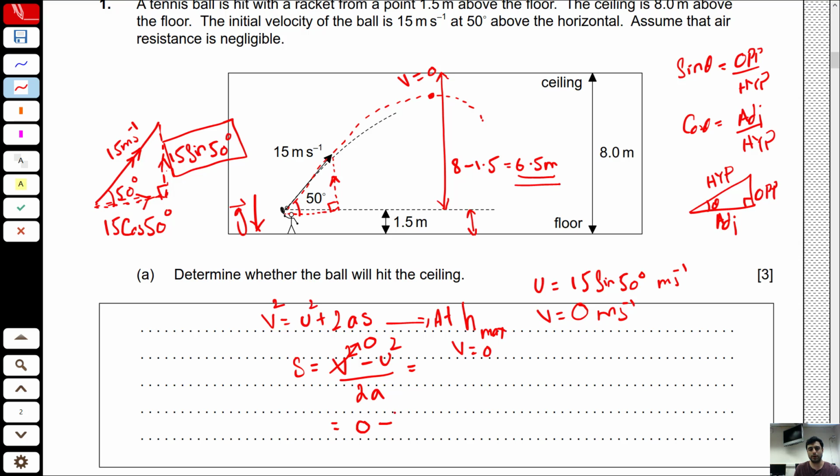So we have 0 minus the initial velocity, which is 15 sine 50 degrees, whole squared, divided by 2a. Now a is the gravitational field strength, which is 9.81 and also negative. Why negative? Because this is opposing the direction of the motion. The motion is upward, but gravity is downwards, so that's why we put a negative sign here. Now we just need to hit the calculator.